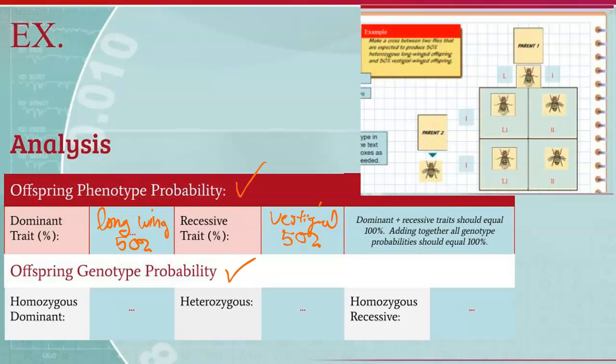Genotype probability. Homozygous dominant would be big L, big L. So, in this case, none. 0%. Big L, big L. Heterozygous, big L, little l, 50%. And homozygous recessive, little l, little l, 50%.